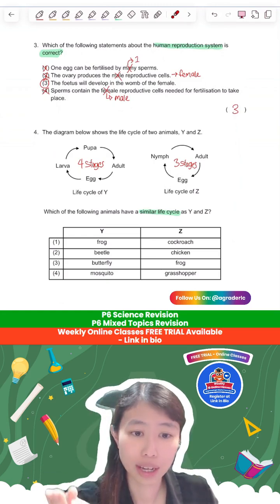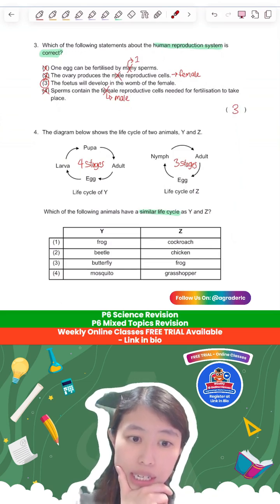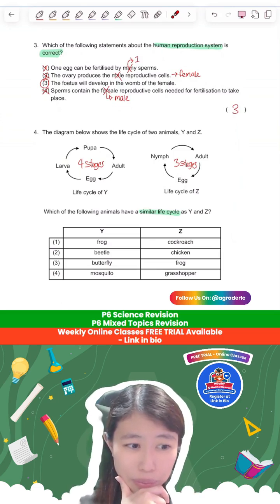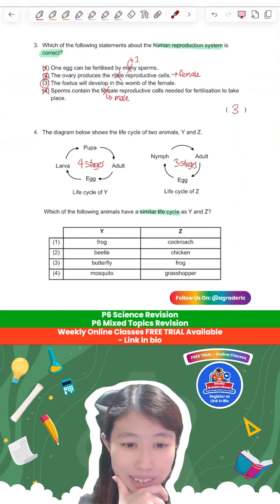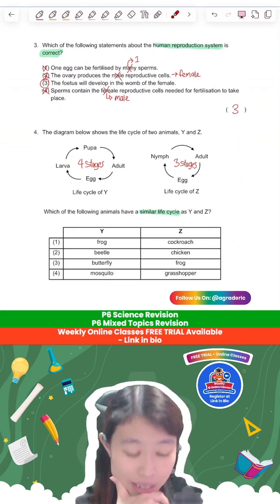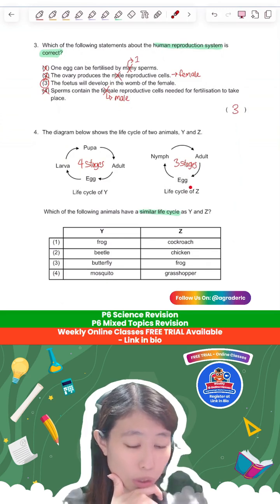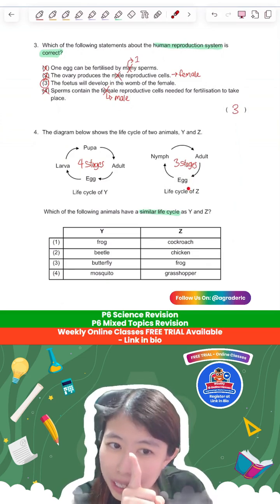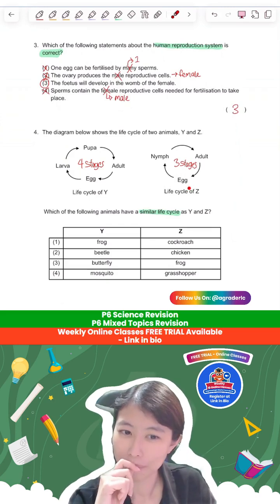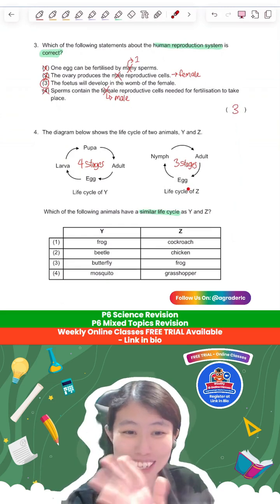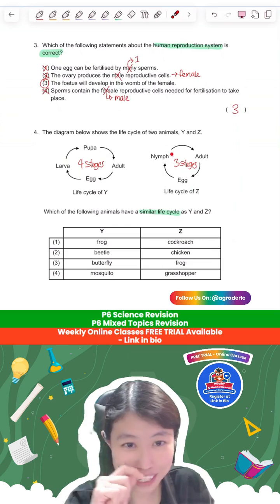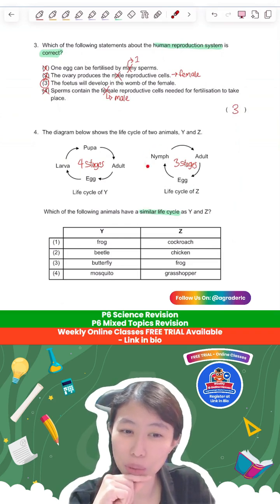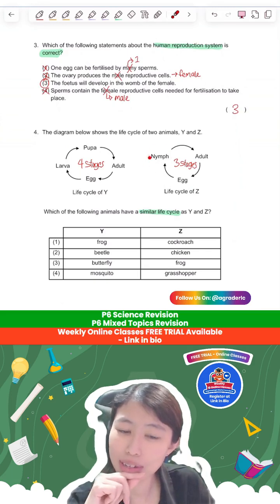Z, what do you think? Although it has 3 stages, do you think it's an insect or could it be other animals as well? For life cycle Z, do you think it could be an insect or other animals also? Okay, I'll give you a clue. Look at the stage name. If it's this name, the word nymph, can it be for other animals or is it insects only?